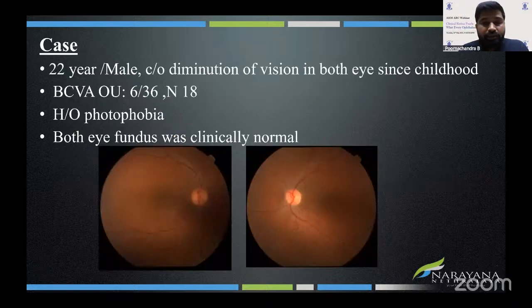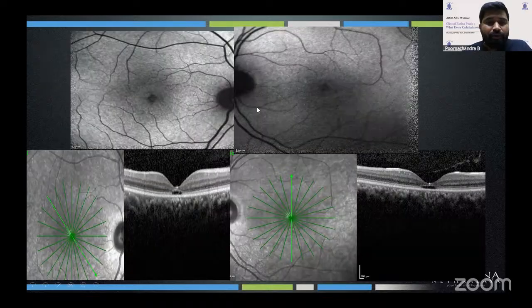So the last two cases, I have two more cases. This was a 22-year-old male who presented with diminution of vision. He also had photophobia. The fundus clinically appeared normal. Basically, he was referred to me thinking that maybe he was malingering. But when you did an autofluorescence, there was a very subtle change in the foveal region.